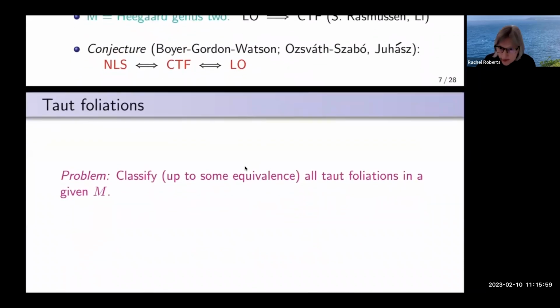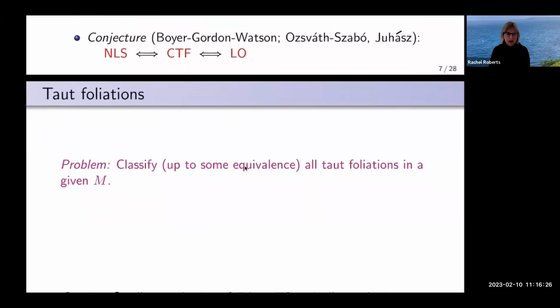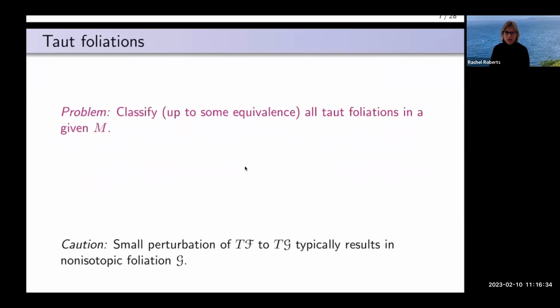Thanks to this L-space conjecture, interest in taut foliations was revived. But there's also the underlying question: can we classify, up to some equivalence, all taut foliations in a given M? Suppose we get greedier. We don't just want to show there exists a taut foliation. We want to understand not just when they exist, but how many there are. And we need that up to some equivalence, because if you do a small perturbation of the tangent plane field of F to the tangent plane field of another foliation, where these tangent bundles are close, typically you're going to get non-isotopic foliations. So when you think about this classification problem, you want to choose an appropriate notion of equivalence. And there are many possible choices.